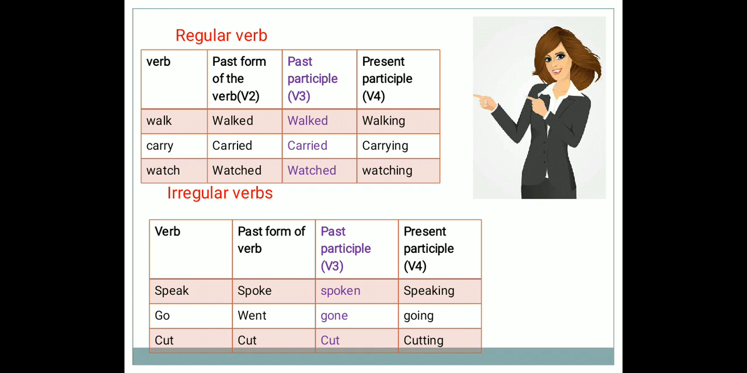Moreover, you need to be alert to the forms of verbs. We use the past participle form of the verbs in present perfect tense. For example, regular verbs: walk, walked, walked, walking; carry, carried, carried, carrying; watch, watched, watched, watching. Irregular verbs: speak, spoke, spoken, speaking; go, went, gone, going; catch, caught, caught, catching. Somewhere past and past participle forms of the verbs are similar, as in regular verbs, and somewhere they are different, as in irregular verbs.